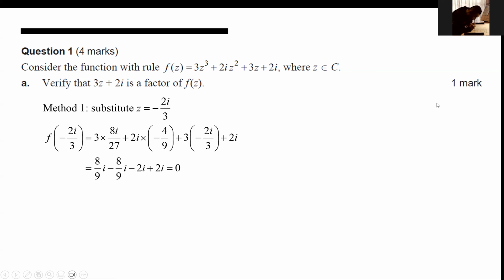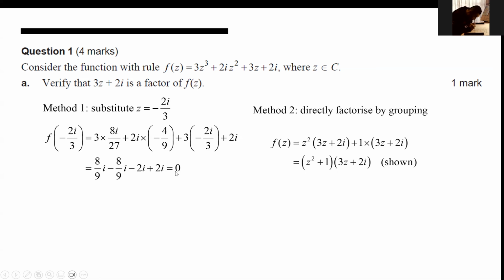Of course, this is a 1-mark question, and we know by the factor and remainder theorem, the remainder should be 0. Therefore, it is important for the student, in my opinion, to actually substitute and calculate, and clearly show this chunk of calculation leads to 0. Of course, if you directly factorize the polynomial by grouping, yes, you can see z squared out, 1 out, and 3z plus 2i is a common factor. So apparently 3z plus 2i is a factor.